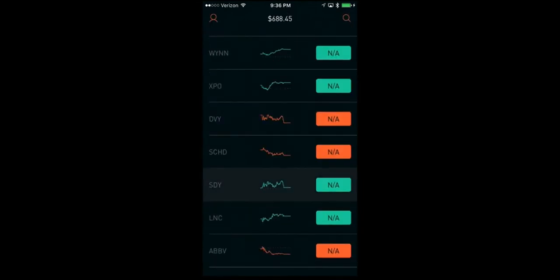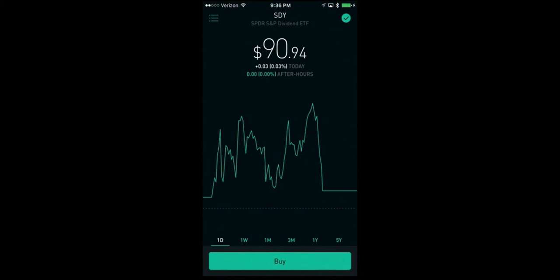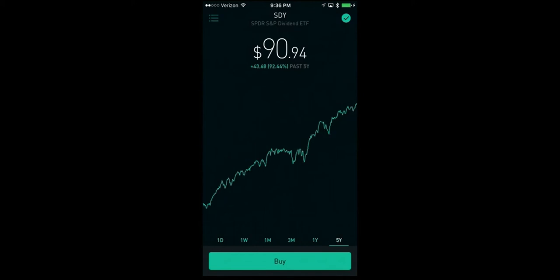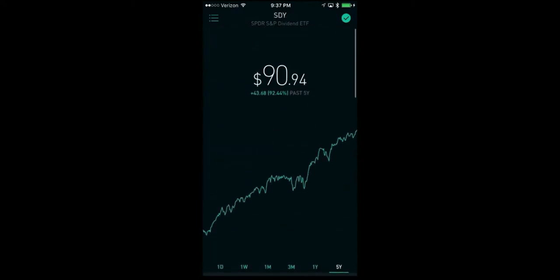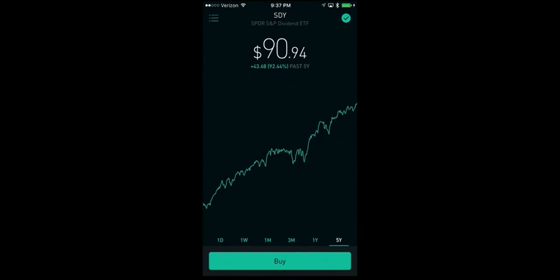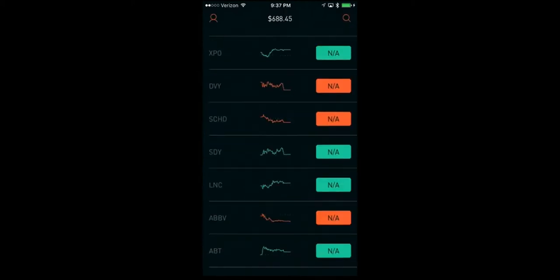All right, so next up we have SDY, which is the SPDR S&P Dividend ETF, currently at 90.94. 1 year, it's up 11.66%, and 5 year, a really good 92.44%. Very good performer to me. That's something that I like to see over the 5 year period. Dividend yield isn't massive, but it is 2.70%. Of course, low volume, because these things don't get traded that frequently throughout the day. P.E. ratio, 22.64. And the 52-week low was 80, and it's at 90. So, not a massive increase compared to a lot of other stocks. But to me, the diversification and the dividend, it's kind of a no-brainer. So, all right, moving on.